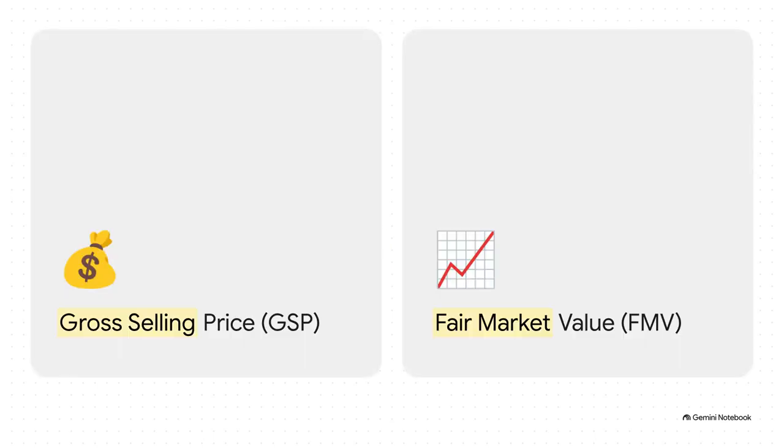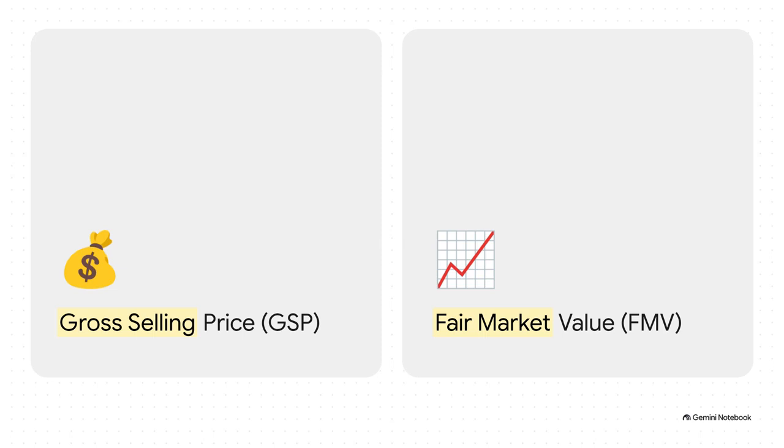Now, you might be wondering, what exactly do we multiply that 6% by? Well, the brain learns incredibly well by contrast. You've got to compare the gross selling price against the fair market value. And here's the absolute crucial rule. You always apply the 6% to whichever of these two numbers is higher.